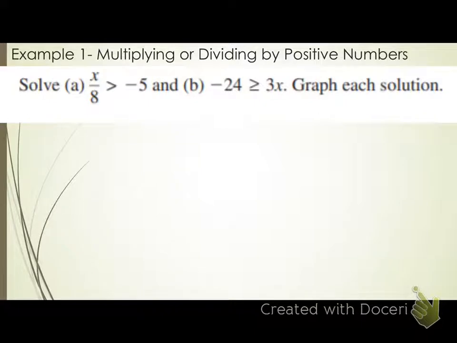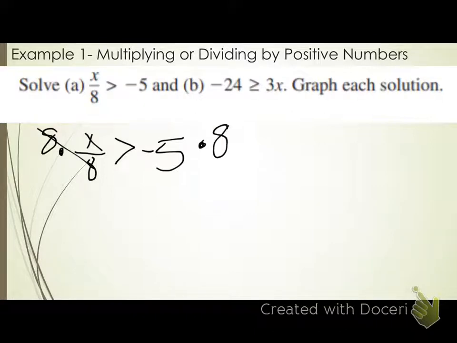Solve. X over 8 is greater than negative 5. Okay, what's the operation going on between X and 8? Division. What's my inverse of division? Multiplication. So to get X by itself in this case, what do I need to do to both sides? Multiply by 8 on both sides. So I'm left with X on the left-hand side. What's negative 5 times 8? Negative 40.